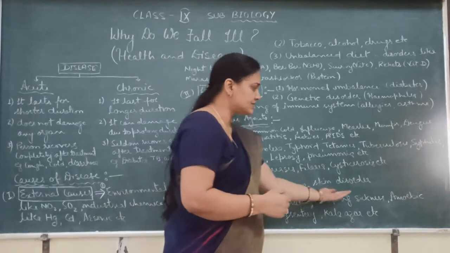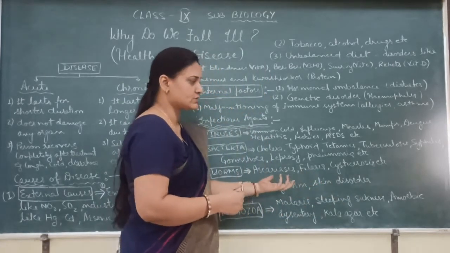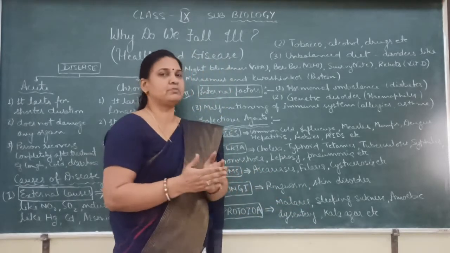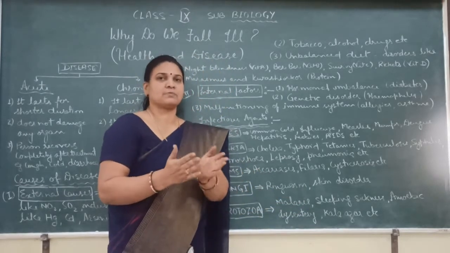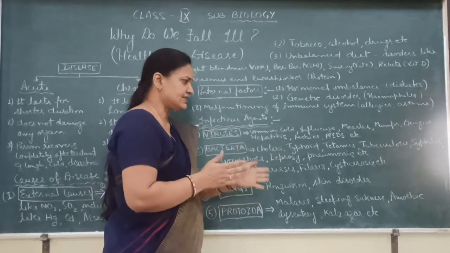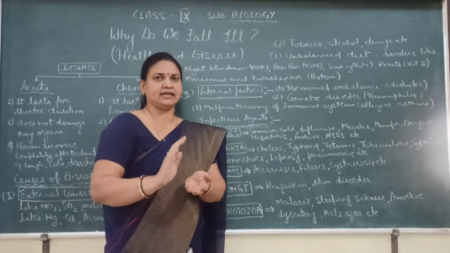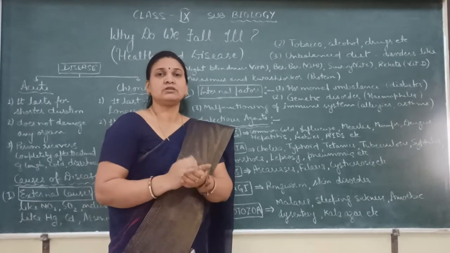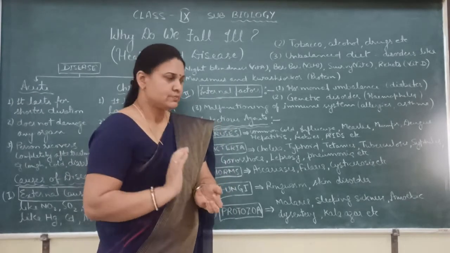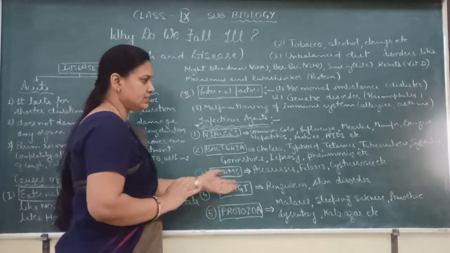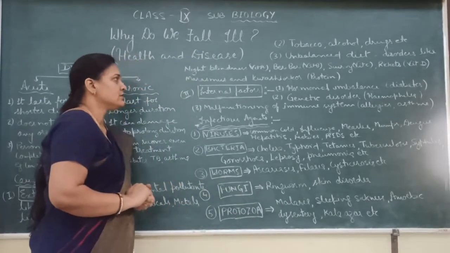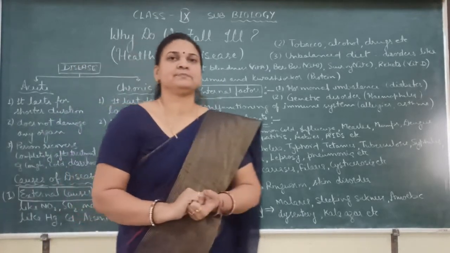Then sleeping sickness can also be caused by protozoa. Amoebic dysentery is caused by Entamoeba histolytica, and during this disease continued diarrhea and loose motion with mucus and bleeding are also the symptoms of amoebic dysentery. Kala azar is also caused by protozoa. So this is all about the agents.